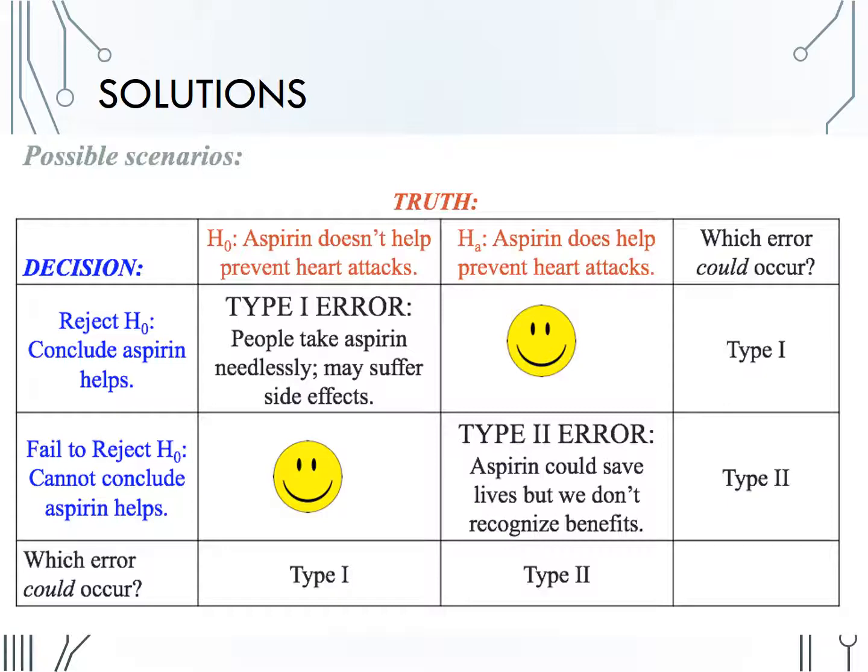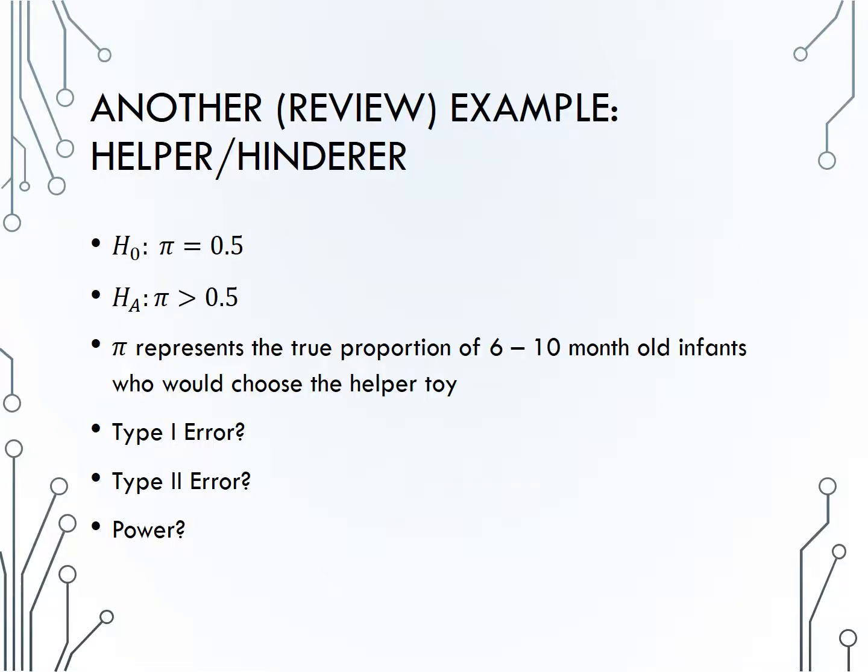Let's try another example. Recall the helper-hinderer study from the beginning of this semester? The null hypothesis was that pi is equal to 0.5, and the alternative was that pi is greater than 0.5, where pi is representing the true proportion of infants who would choose the helper toy. What would a type 1 error mean in this context? How about type 2? And the power of the test? Pause the video while you answer these questions, and then play to hear the answers.